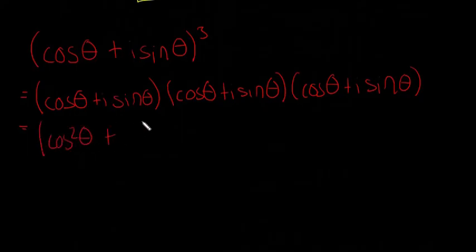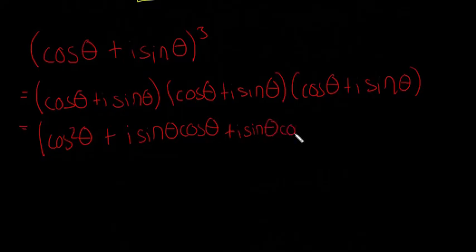cos squared theta plus i sine theta cos theta, and so that's cos theta by cos theta is going to be cos squared theta. Cos theta by i sine theta is going to be i sine theta cos theta. Now i sine theta by this, we're going to get another i sine theta cos theta, and then i sine theta by i sine theta. So i by i is going to be i squared, so it's actually going to be minus sine squared theta.